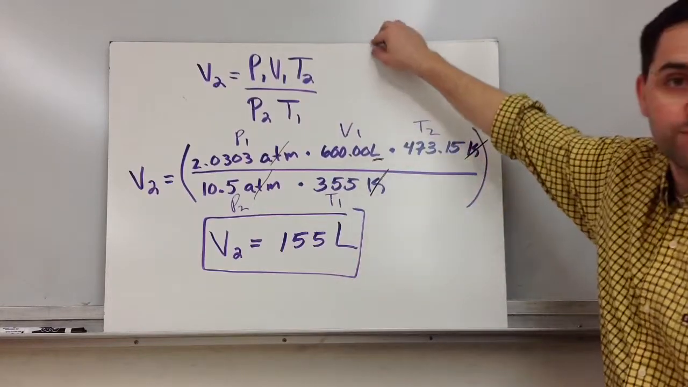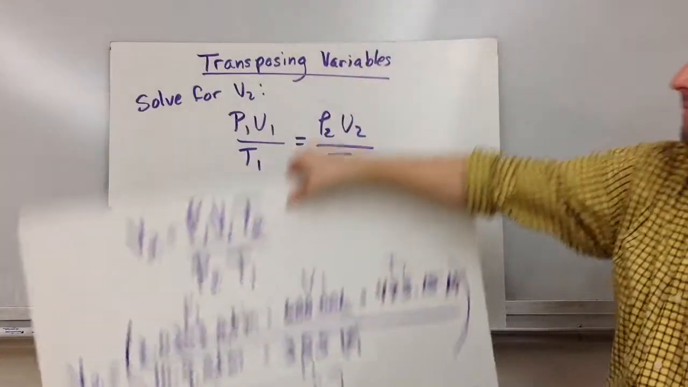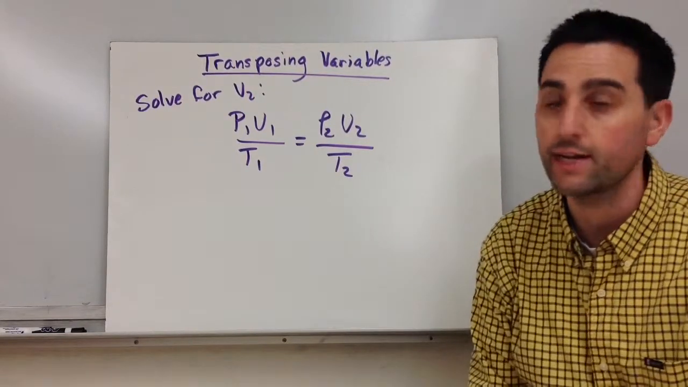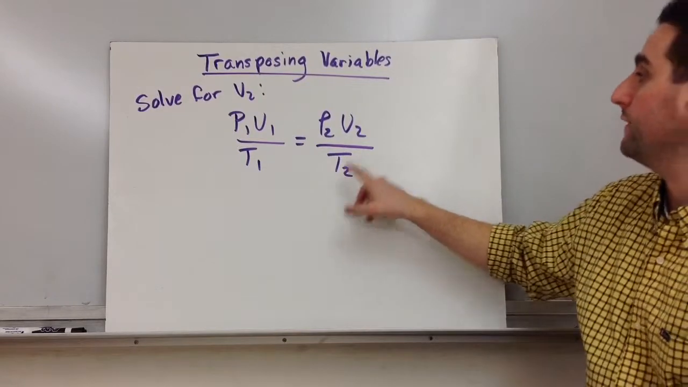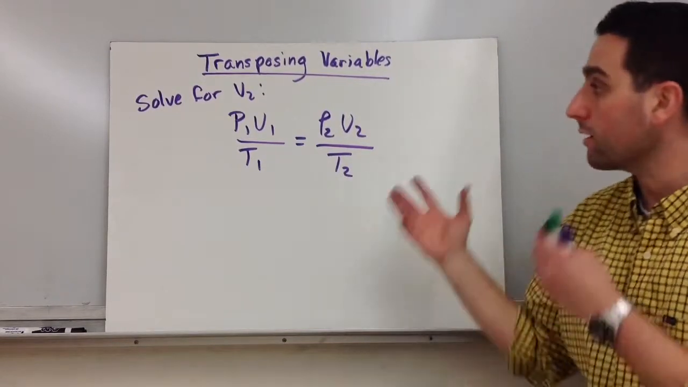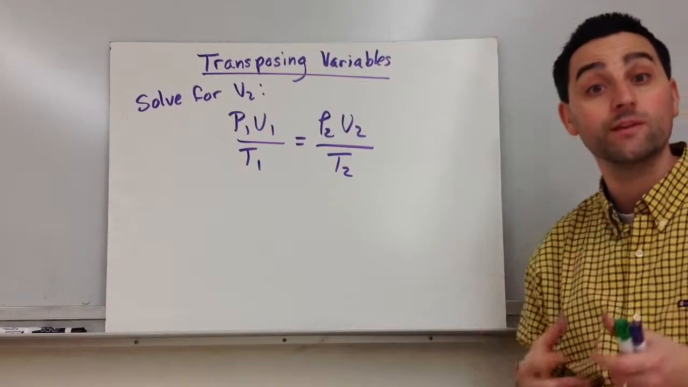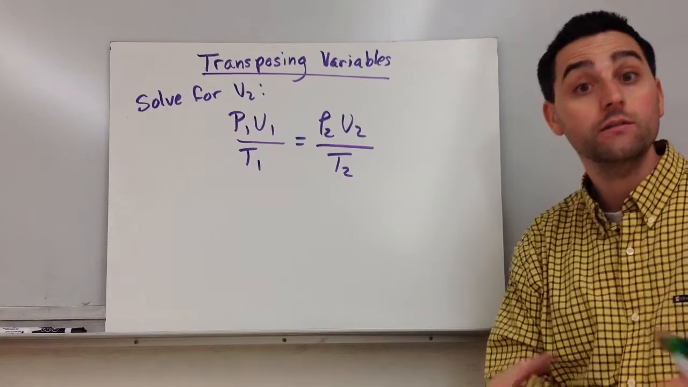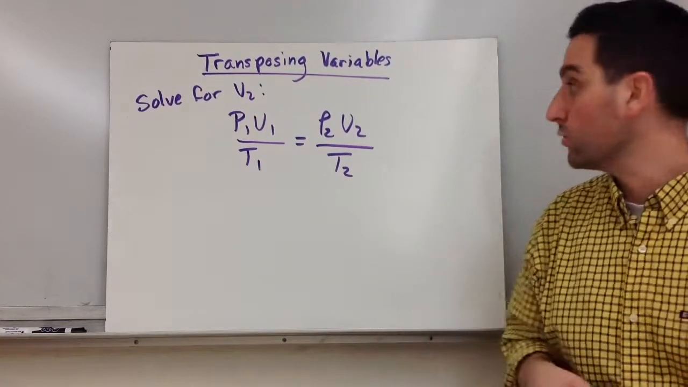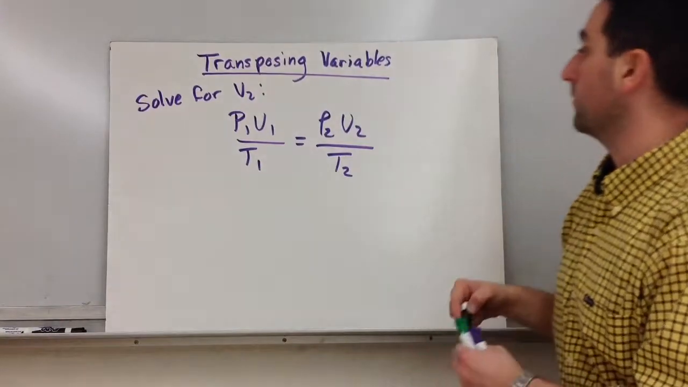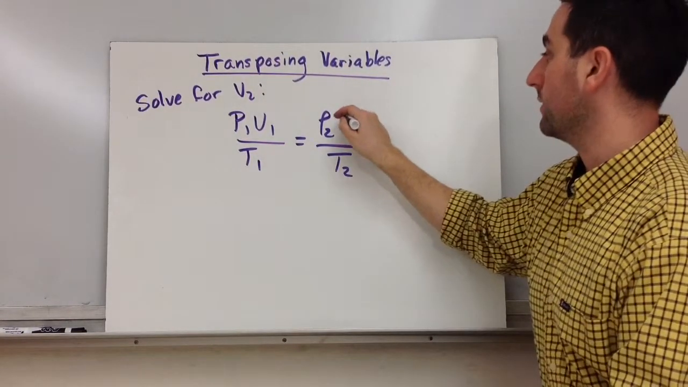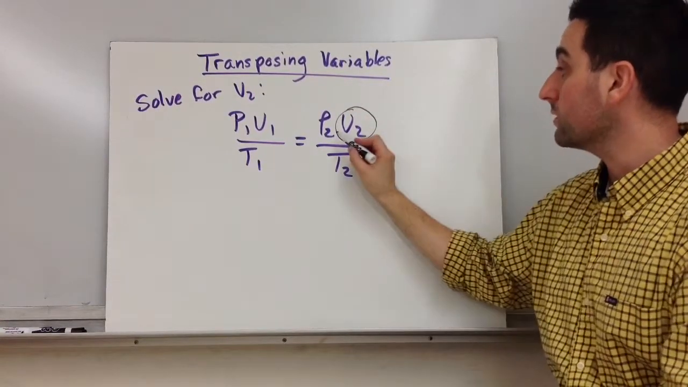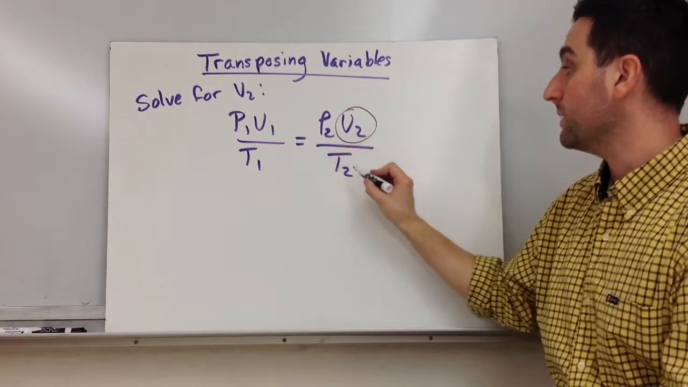Now some of you might be having some issues. How do I transpose this? Some of you can do this easily, you understand algebra, but how do I get V2 by itself? If you're struggling a little bit with getting these variables the way you want them to be, always ask yourself, what is happening to the variable presently, and perform the opposite operation. So case in point, solve for V2. V2 is right here, and two things are happening to V2 right now. It's being multiplied by P2, and it's being divided by T2.